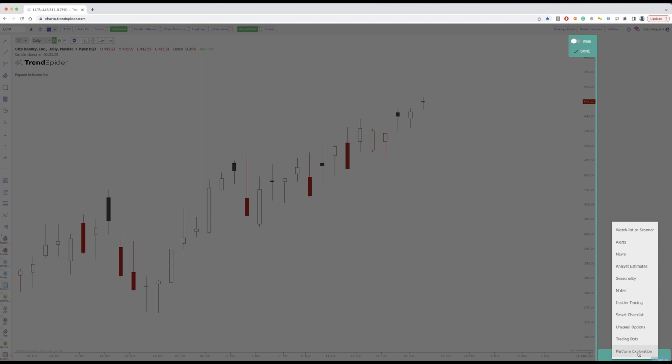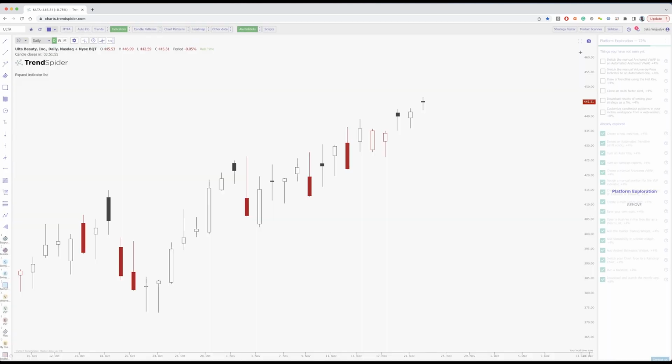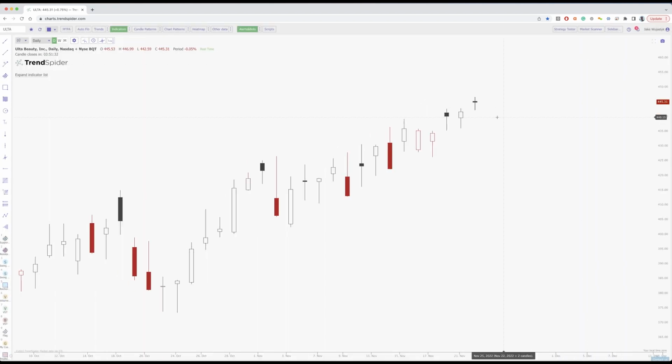The last one that I'll touch on is platform exploration. So this essentially tells you how much of the platform you have looked at, and how much you still have to look at. And it's such a dense platform, you may never get through this whole thing, because from this video, I've probably touched on maybe 60 to 70% of the platform. So this is something that you really can dive deep into and make sure that you're finding every single part of the platform and every tool and feature out there.